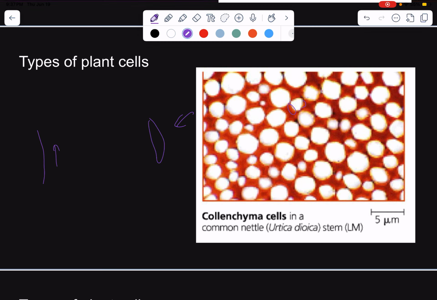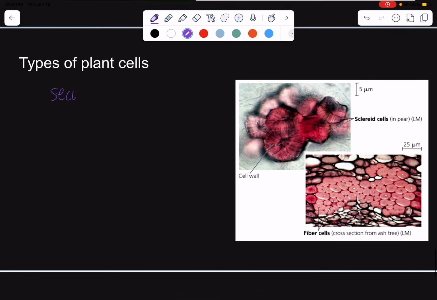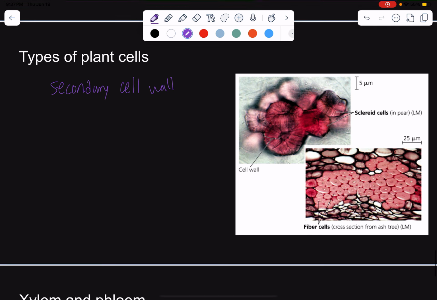And then finally, we move on to sclerenchyma cells. These are rigid supporting elements of the plant. They contain secondary cell walls and are produced after elongation. So after the plant grows in length, these cells are produced, and they contain a lot of lignin. And lignin is a strengthening polymer found in all vascular plants.